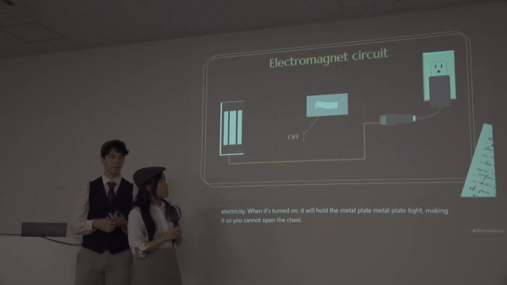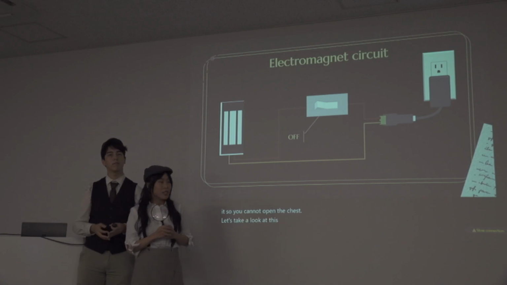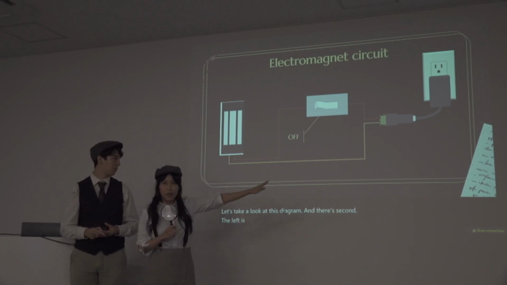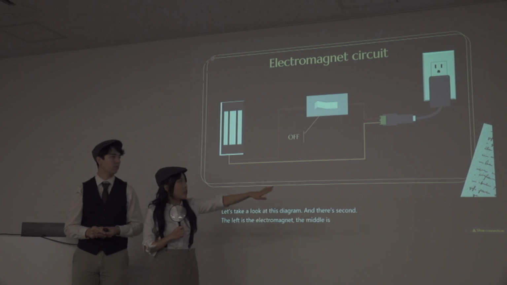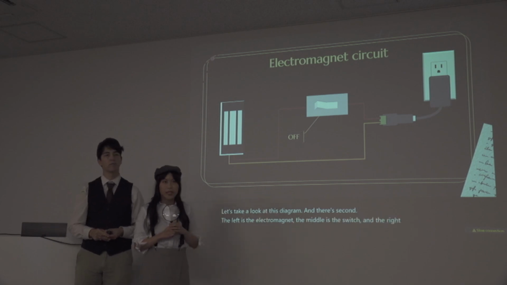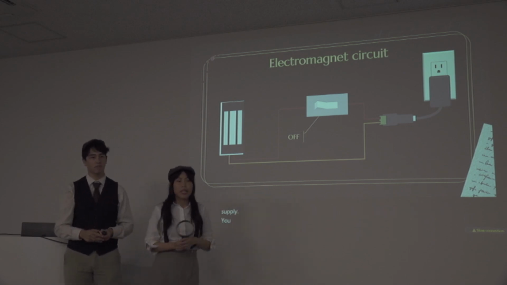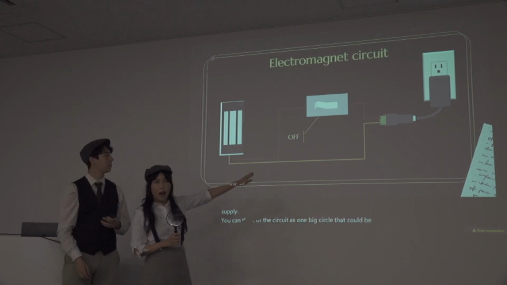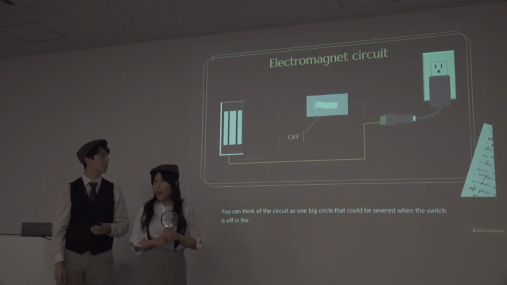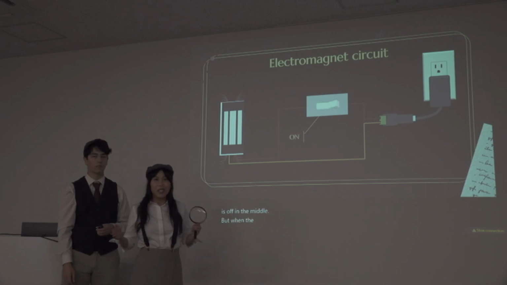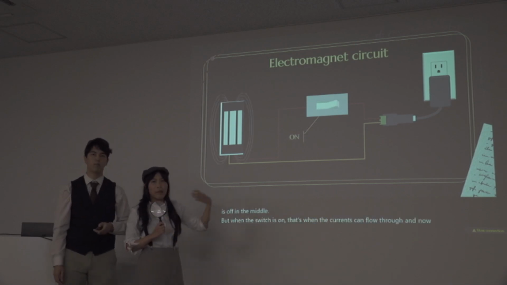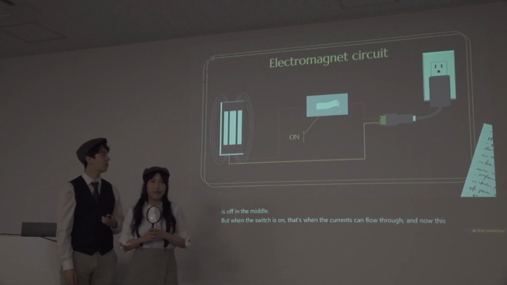Let's take a look at this diagram. In this circuit, the left is the electromagnet, the middle is the switch, and the right is the power supply. You can think of the circuit as one big circle that can be severed when the switch is off in the middle. But when the switch is on, that's when the current can flow through, and now this electromagnet can emit a magnetic field.